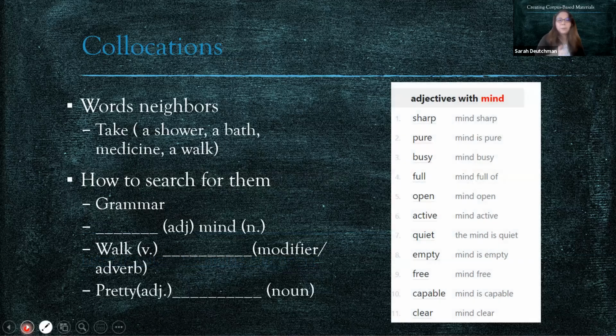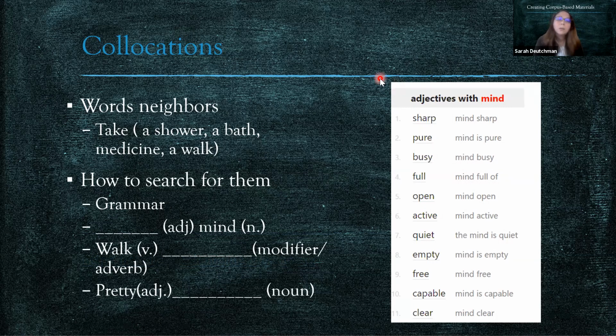So for example, you can look up collocations. Once again, collocations, I guess, are word neighbors. I think that's the easiest way to explain them. So, take a shower, take a bath, take medicine, take a walk. These are all collocations with take. And you can search for them basically by thinking about grammatical structures. So my students quite often confuse, they use the words refresh my mind instead of clear my mind.